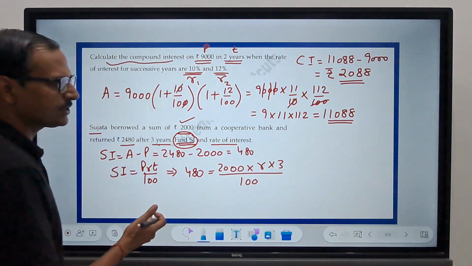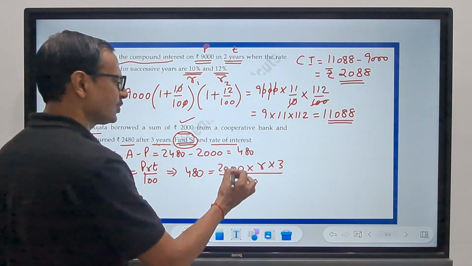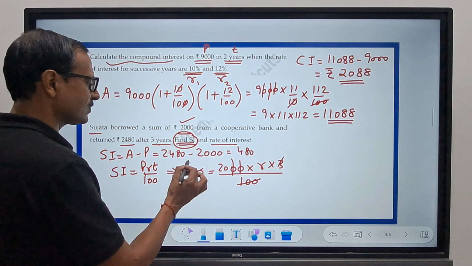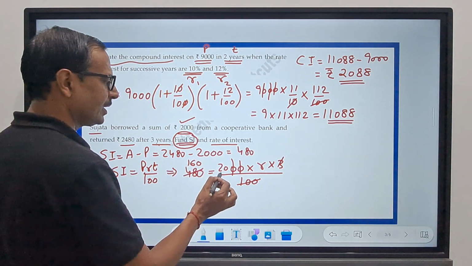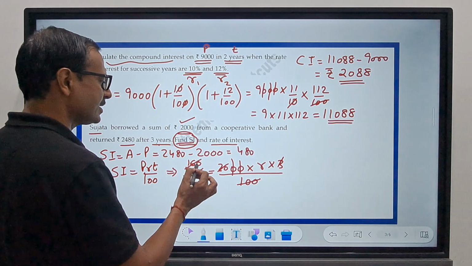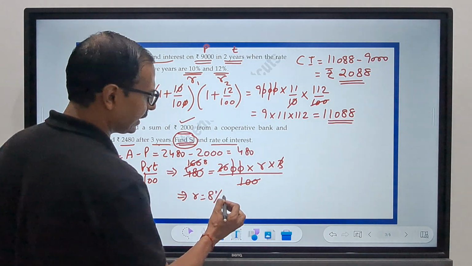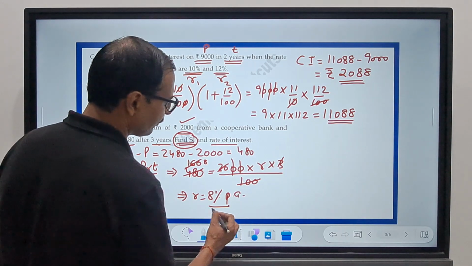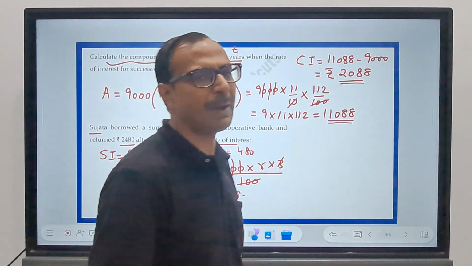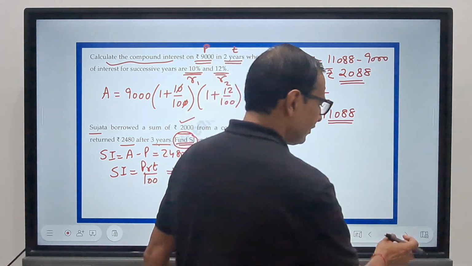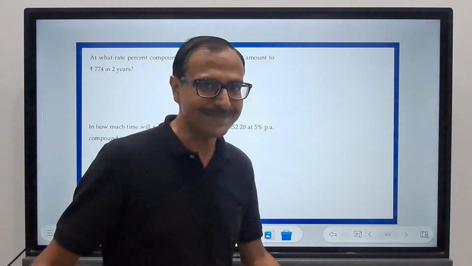So pretty easy calculation. I think we can all solve this. So 2 zeros cancel 100, 3 cancels this 160 times, and 20 cancels this 8 times. So pretty easy. R is 8% per annum. That is the rate of interest charged by the bank. So 2 easy questions to begin with. Let's see whether all the questions prove to be that easy.